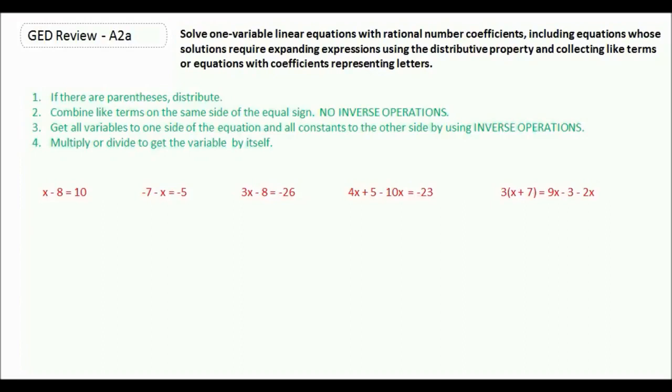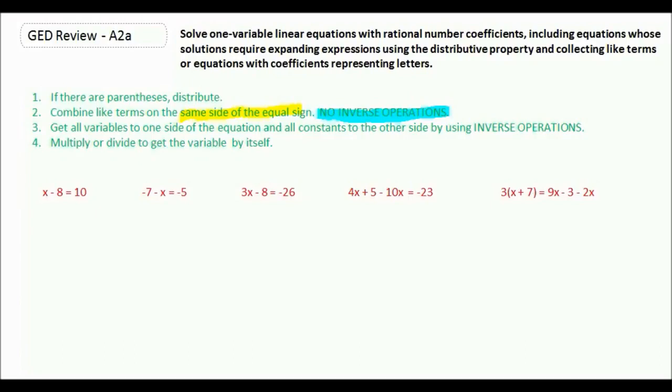You should then combine any like terms that are on the same side of the equal sign. And notice it says no inverse operations. Inverse operations is just the opposite operation. When we're trying to move things from side to side, that's when we're going to be doing the opposite. But if we're just dealing on the same side, there's no inverse operations needed.